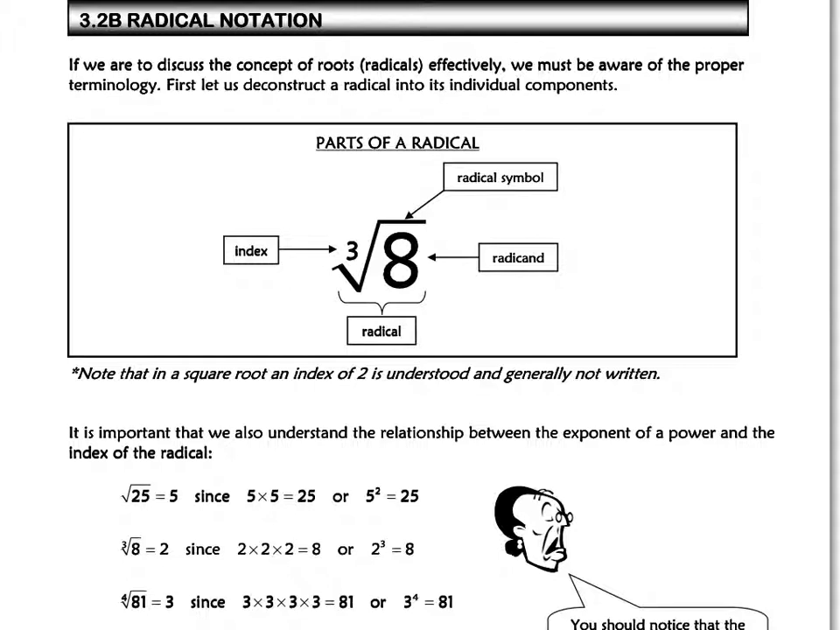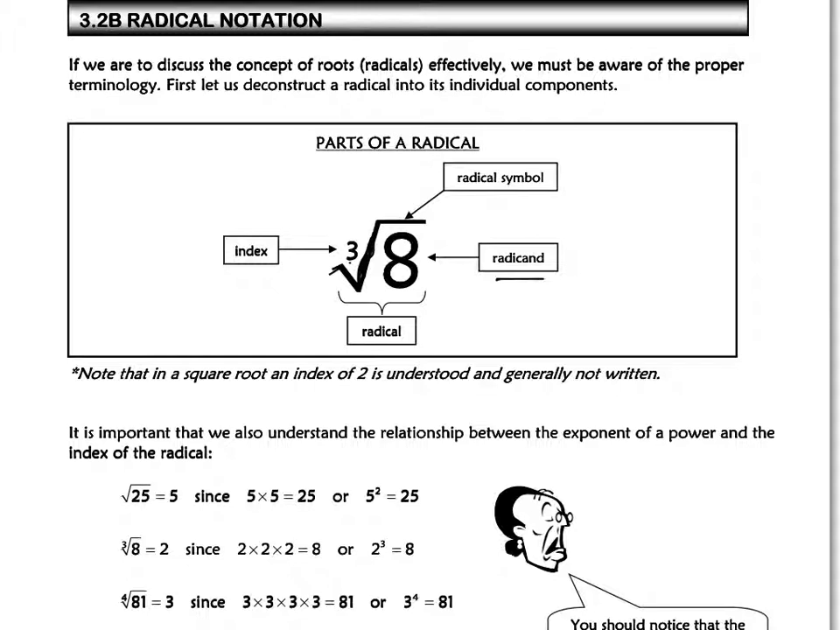If it's a 3, that means you're looking for the number which when multiplied by itself 3 times gives you the value under the root sign. If it was a 4, you'd be looking for the number which when multiplied by itself 4 times gives you the value under the root sign. So the index indicates how many times the answer should be multiplied by itself to get the value under the root sign. The number under the root sign is called the radicand, this part here is called the radical symbol, nothing fancy, and the whole thing is called a radical.